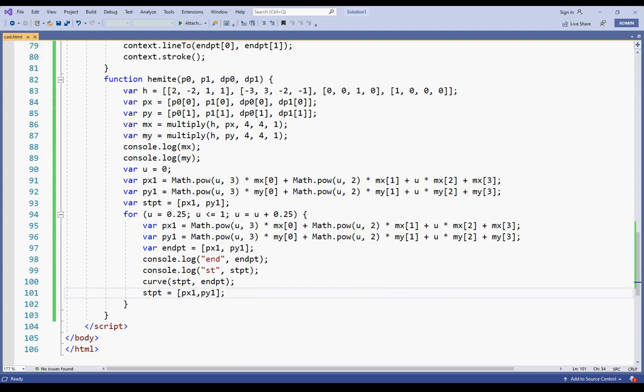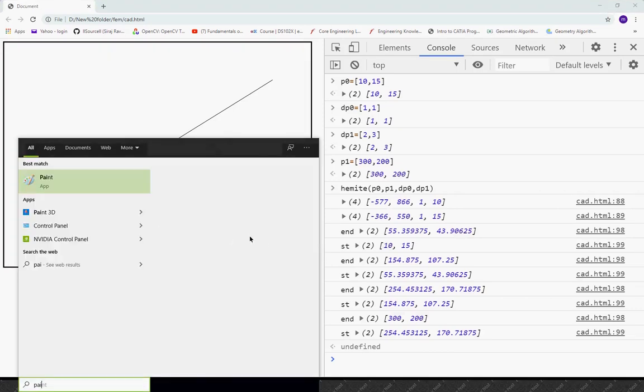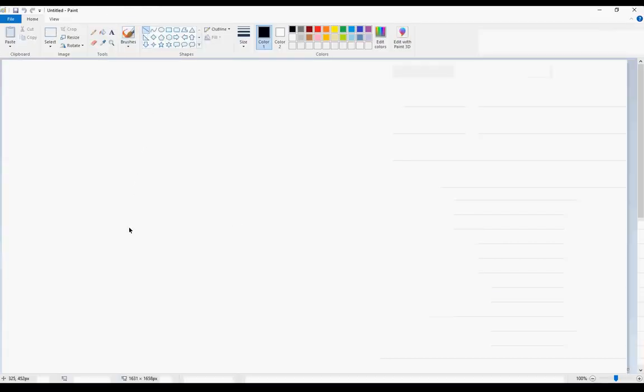Actually it should come as a line itself, but the line should be something like this. I'll verify what is happening. In this way it will come something like this, and it should appear something like this. So this is the curve that is going to come. Now if you make u very small, then it will become a very smooth curve. This is the objective.